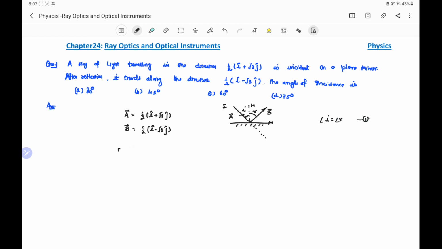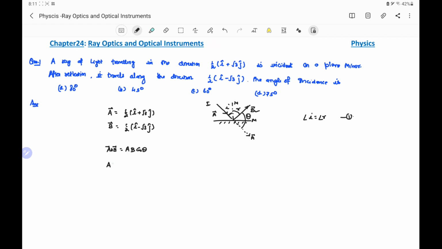From the dot product of two vectors, we know that vector A dot vector B equals the magnitude of vector A, times the magnitude of vector B, times cos theta. Theta is the angle between the vectors. Here theta is the angle between the vectors A and B. This is the direction of vector A and this is the direction of vector B, so the angle between them is theta.